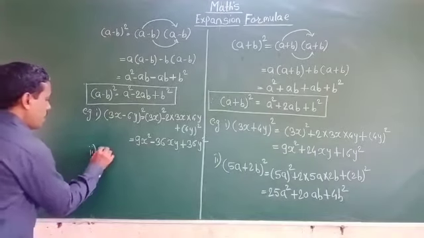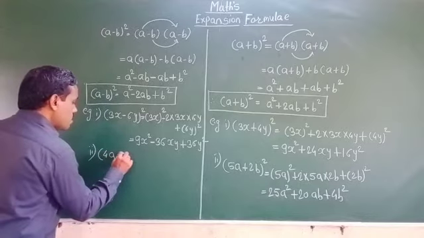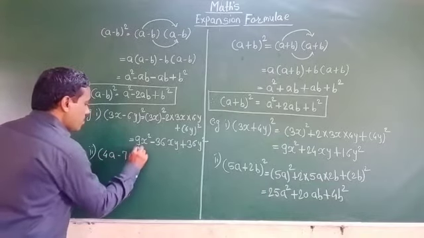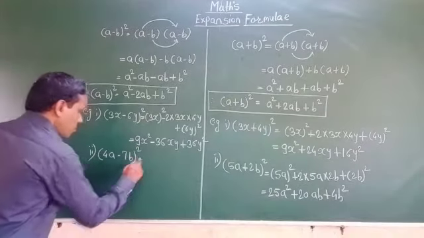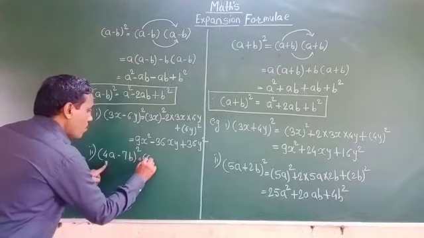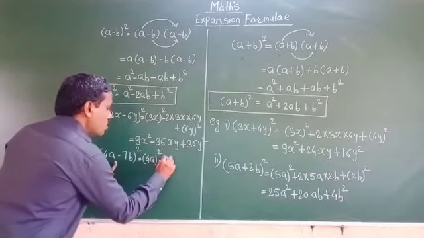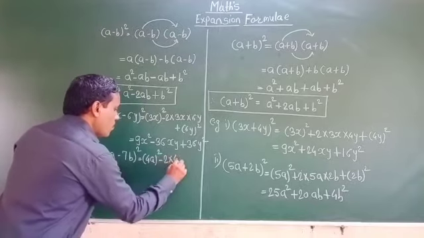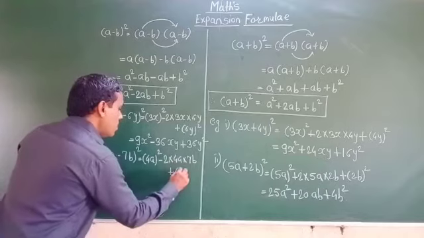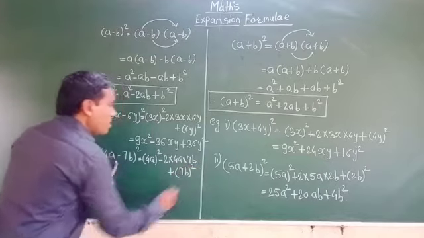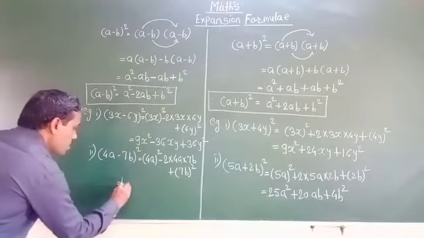So the second example is (4a minus 7b) whole square, which is (4a) square minus 2 into 4a into 7b plus (7b) square. So what is the square of 4?